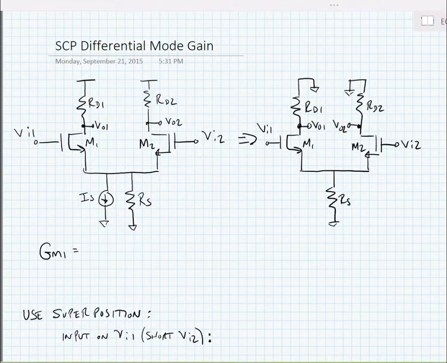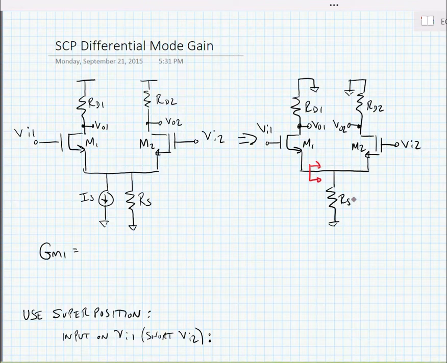Okay, we're now going to look at the differential mode gain for the source coupled pair. So in the circuit on the left, we have our DC biasing being achieved by the current source, I sub S. We're going to do small signal analysis, which means we eliminate all DC current sources. DC current sources are open circuited. We need to find the GM for this transistor. So really what we need to do is find the resistance looking at the source of M1 sees.